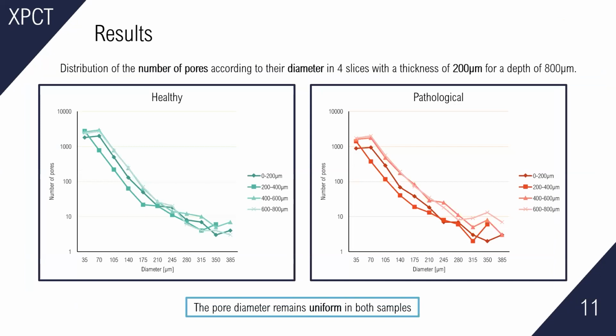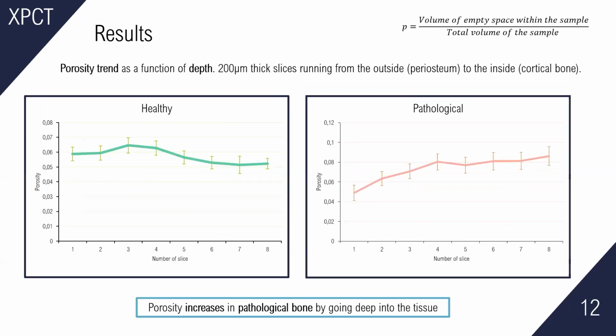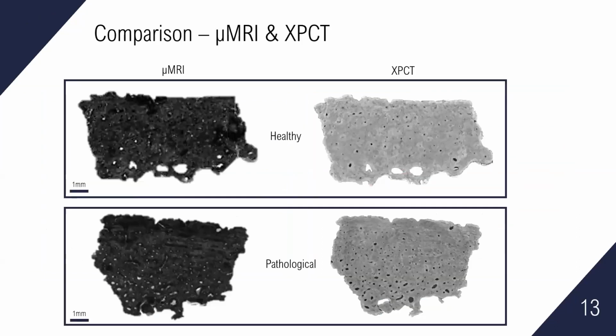The graphs show the distribution of the number of pores related to their diameter. The pore diameters remain uniform in both samples. Porosity is derived from the ratio of the empty volume to the total volume of the sample, as seen in the equation. The pathological sample has more porosity than the healthy one. A simple visual comparison between MRI and XPCT acquisition is shown here. In opposition to X-ray, in NMR images, the denser material is darker.